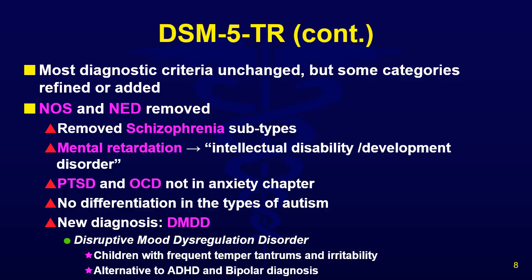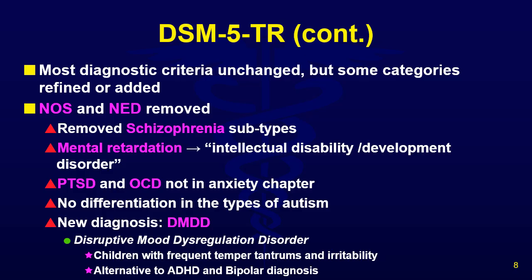In the DSM-5 TR, for the most part, diagnostic criteria have not changed much for the major psychiatric illnesses, but some refinements have been made. The terms NOS, or not otherwise specified, and NED, not elsewhere defined, have been removed. Mental retardation has a new name, intellectual disability or intellectual development disorder. Post-traumatic stress disorder and obsessive compulsive disorder are no longer part of the anxiety disorders.